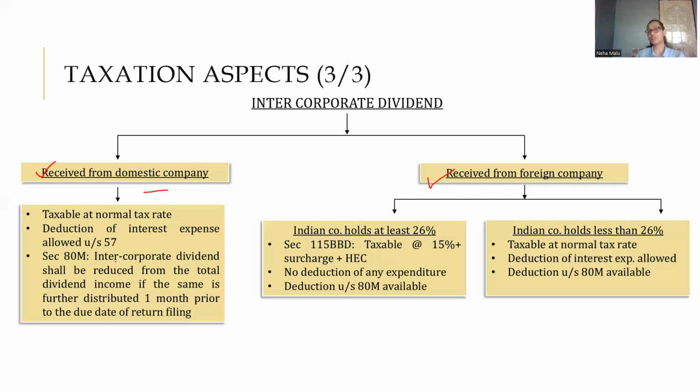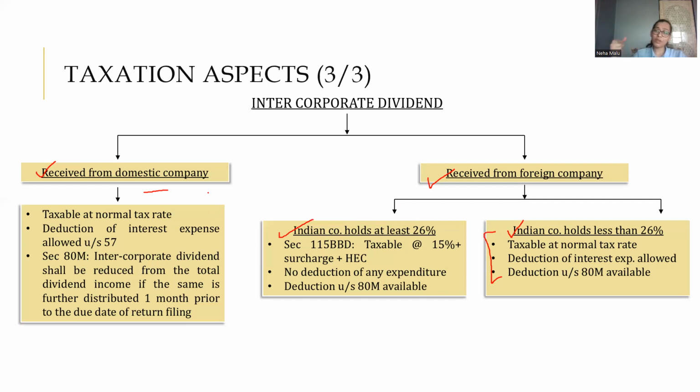Now, when it comes to dividend received from a foreign company by a domestic company, there again there is a bifurcation in two halves. First, when the Indian company holds at least 26% in that foreign company, and next, when it holds less than 26% in the foreign company. When the Indian company holds less than 26% in the foreign company, the provision similar to that with respect to dividend received from a domestic company comes into picture.